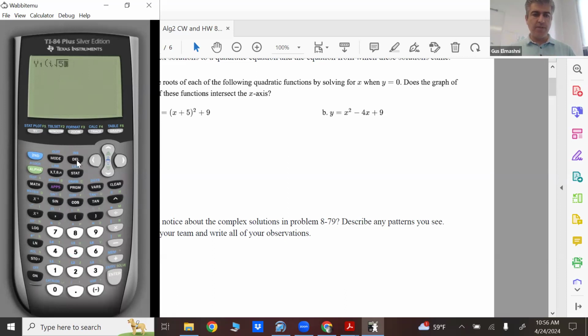Why did that not work like that? That's weird. It's bugging out. Let me do this. i root 5 squared minus 4.